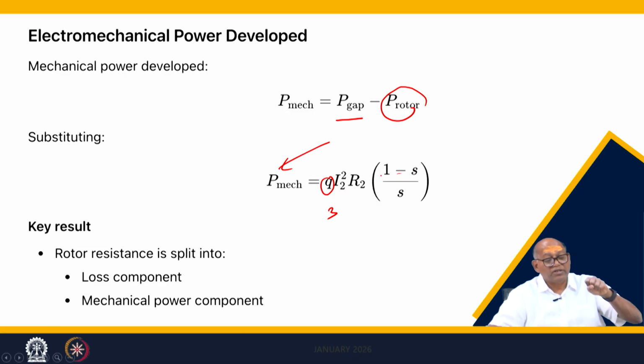Slip 1 means the motor is at the start, there is no rotation, but there will be torque. Torque into speed is power, and speed is 0 initially, so mechanical power is equal to 0.